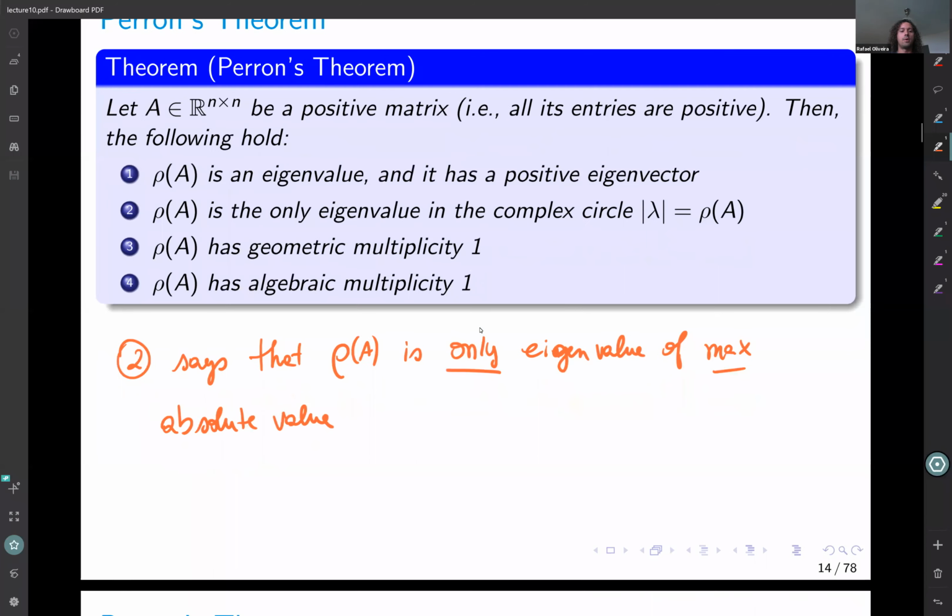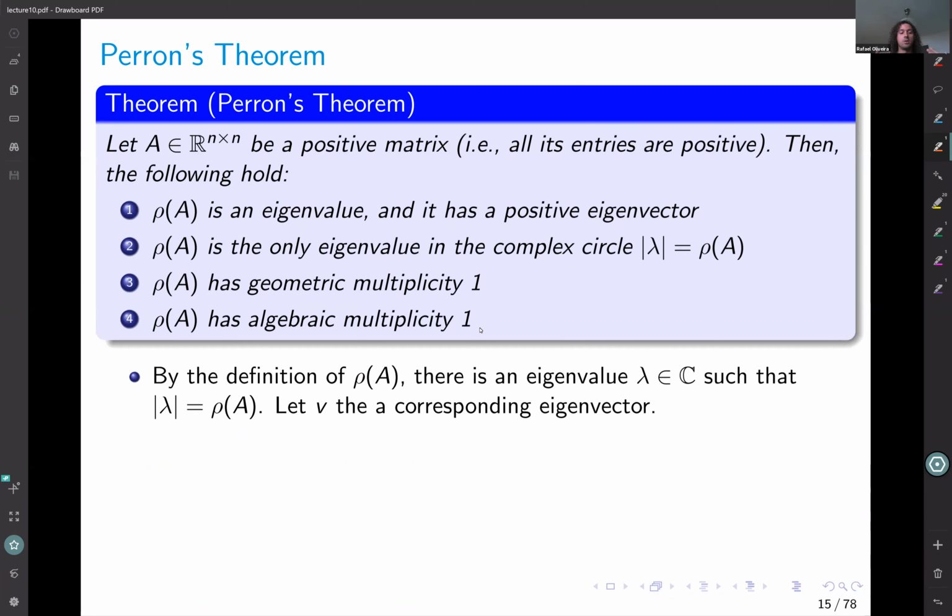Now let's prove 1. By the definition of rho of A, we know that there is an eigenvalue lambda such that the absolute value of lambda is equal to rho of A. Remember, the definition of rho of A is exactly the max over all eigenvalues lambda of A of the absolute value of lambda. So by definition, there is an eigenvalue with absolute value equal to rho of A. Then let V be a corresponding eigenvector.